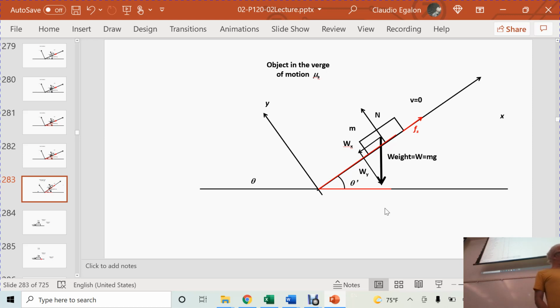Let's see how many we have. 29. Okay, so 2, 3, 4, 5, 6, 7, 8, 9, 10, 11, 12, 13, 14, 15, 16, 17, 18, 19. Okay, so I missed someone here. Okay, now we got 21.